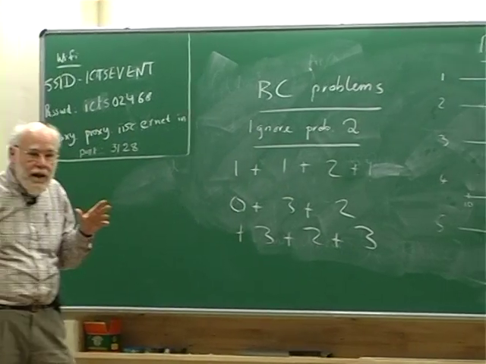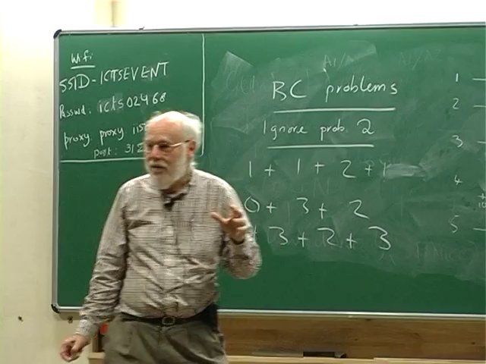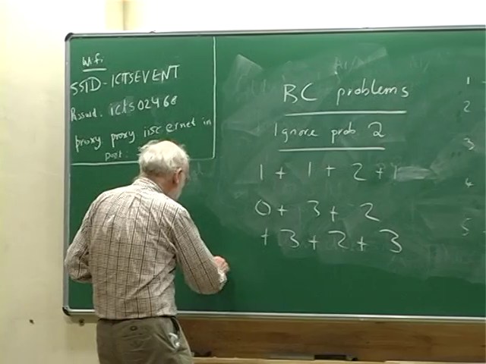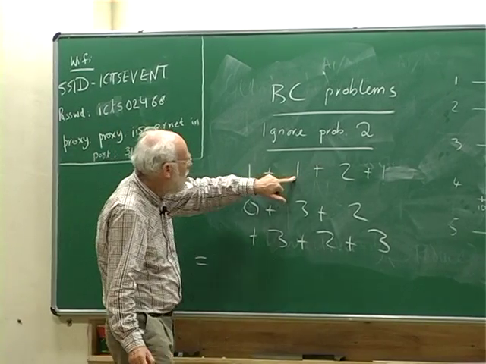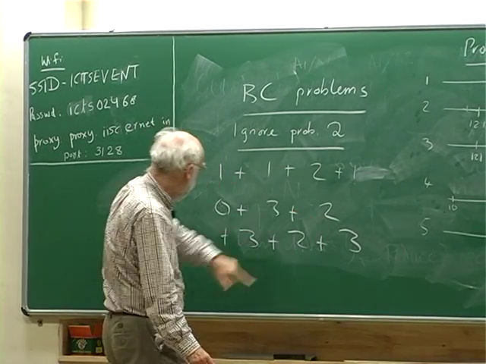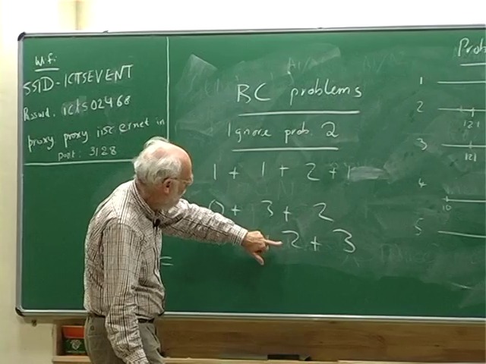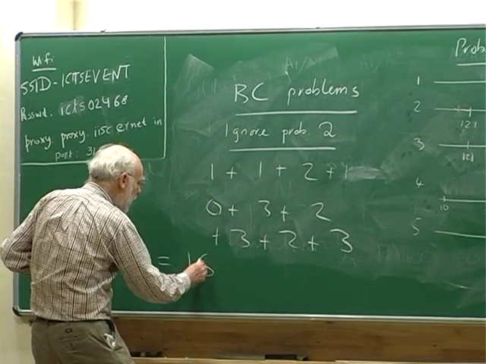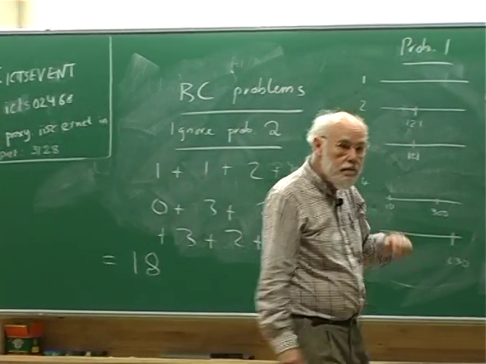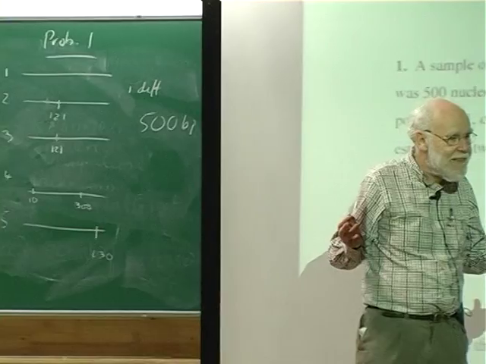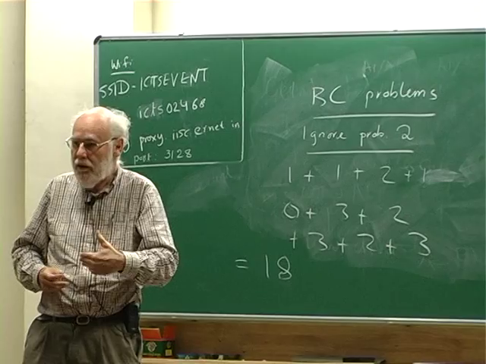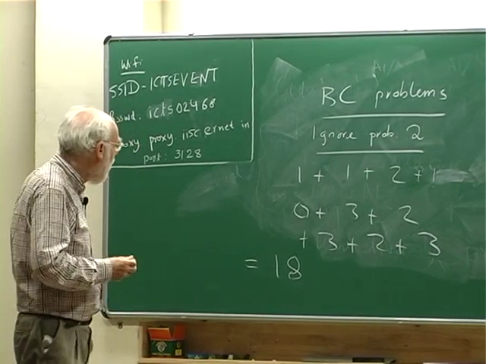Now comes the difficult bit for me, which is adding up these numbers. I've never been any good at adding things or multiplying them. So let's have a go. 1, 2, 4, 5, 8, 10, 13, 15, 18. Okay, is that correct? Check me? Okay, thanks. So we've got 18 total number of pairwise differences between all these pairs of sequences.